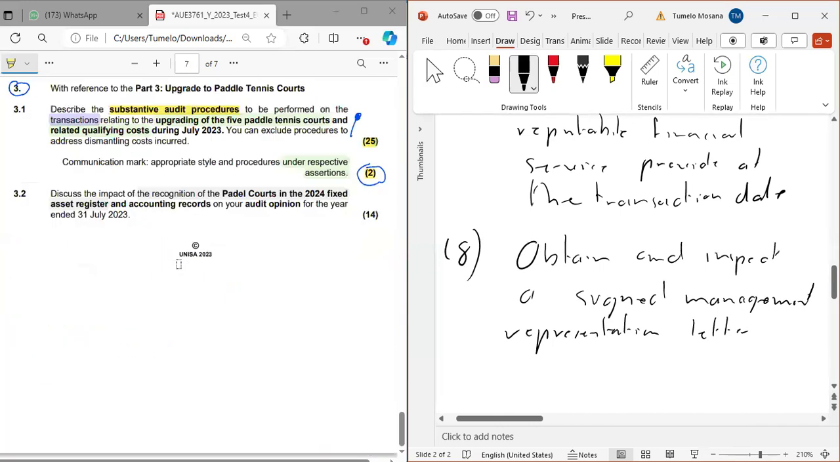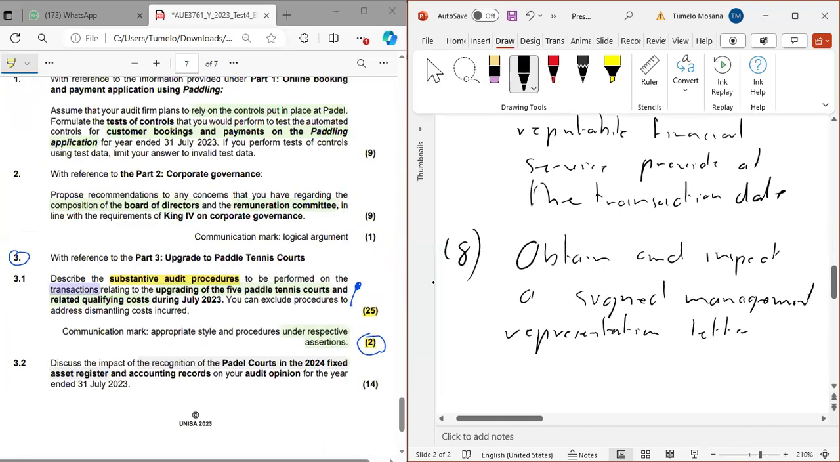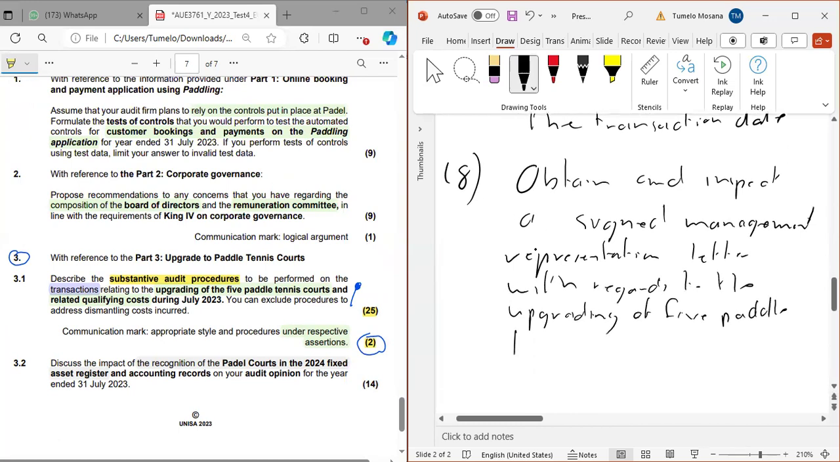And then you always have to link it to the question, right? With regards to the upgrading, you have to link it to the question of 5 pedal tennis courts and the related qualifying costs. Right. So that's what you would do.